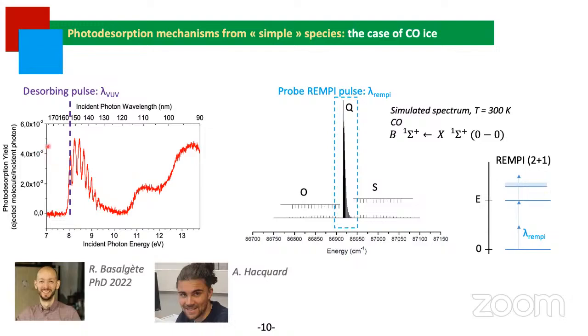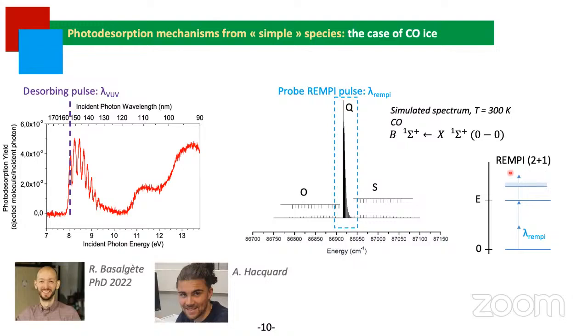So what do we do? In the case of CO, we choose a VUV energy to go in this transition here for the condensed CO. And for the probe, we choose this transition in the gaseous CO. And in fact, we will probe the Q branch of this transition in the vibrational state 0,0 by excitation with 2 photons and ionization with a third one. So this is a 2+1 REMPI scheme.